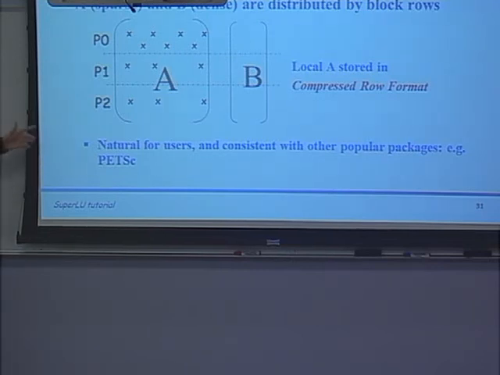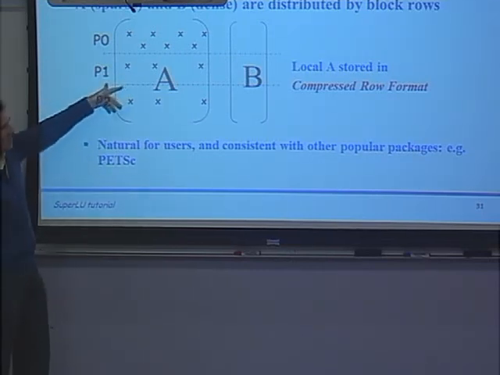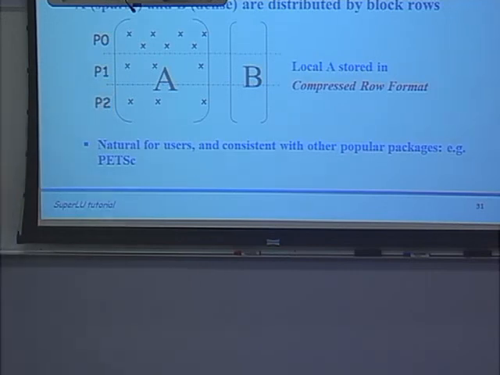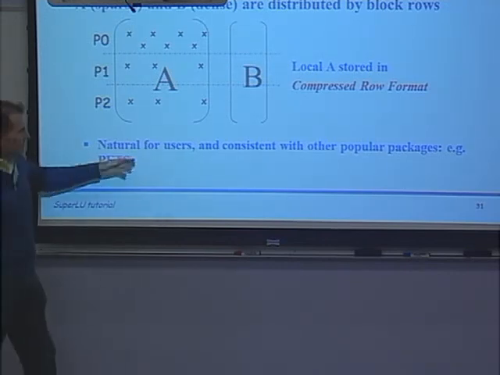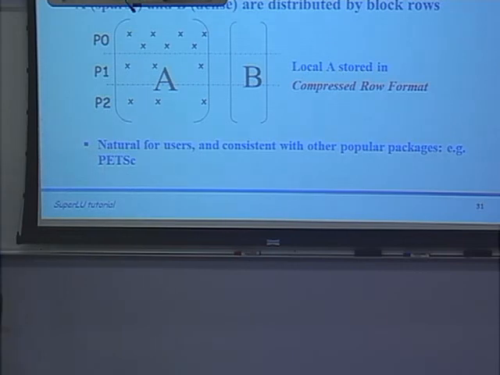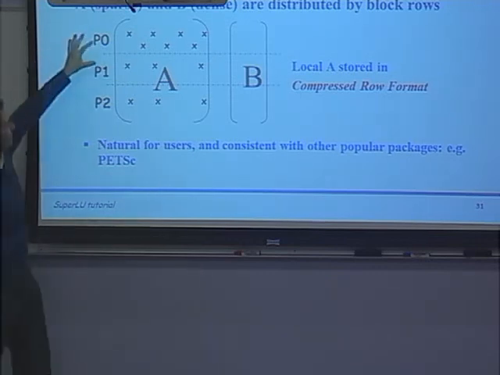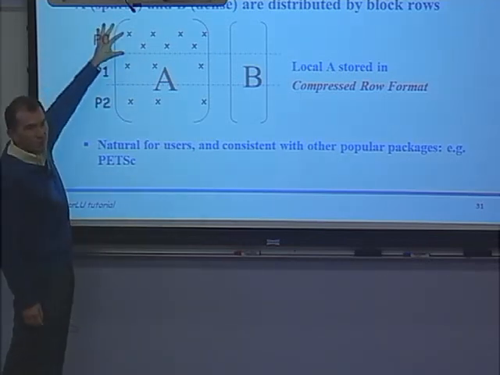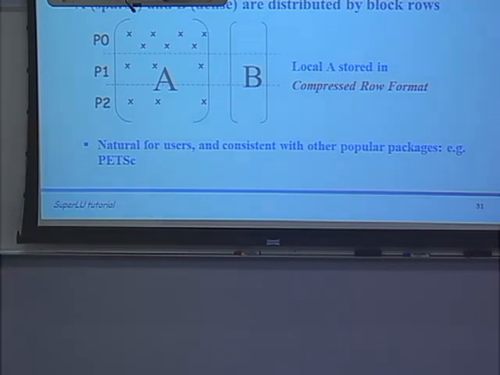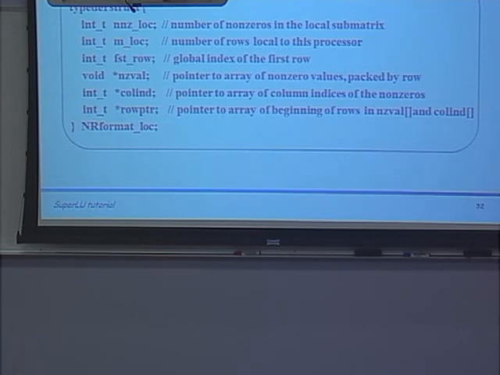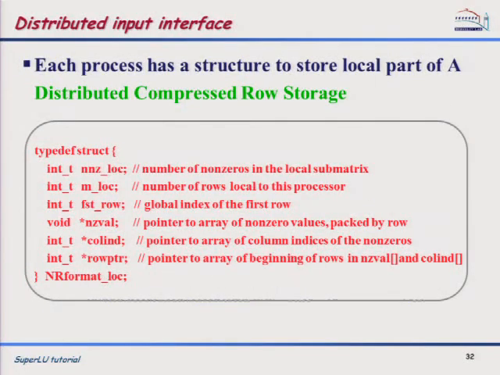This is certainly easier than the 2D block distribution. It's natural for users to do this kind of distribution by rows. And this is what is done by other packages, like PETSc, for example. And then for each one of these blocks of rows, you have to use that compressed sparse row format and give that to SuperLU. Let's see, I think I have a slide about that later.